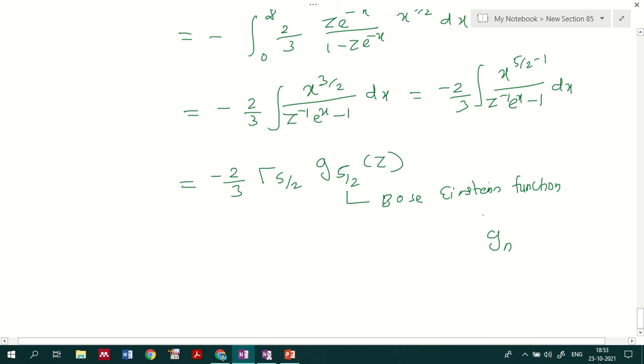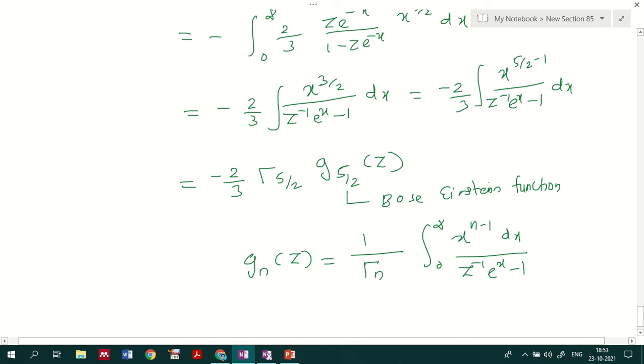Generalized representation of this g n of z, one second. So the generalized representation of this Bose-Einstein function is g n of z equal to 1 by gamma n, integral 0 to infinity x raised to n minus 1 dx divided by z raised to minus 1 e raised to x minus 1. So that's why we wrote the above function in this fashion.